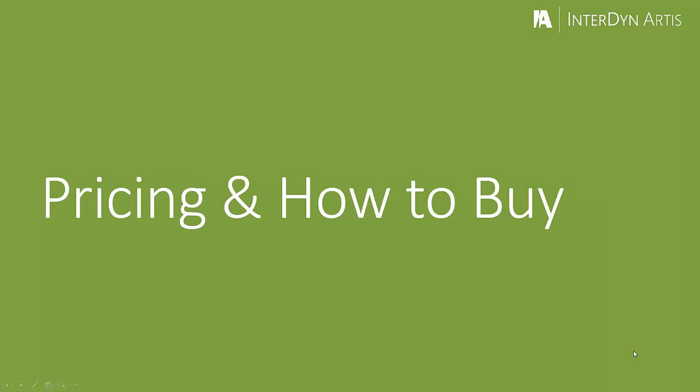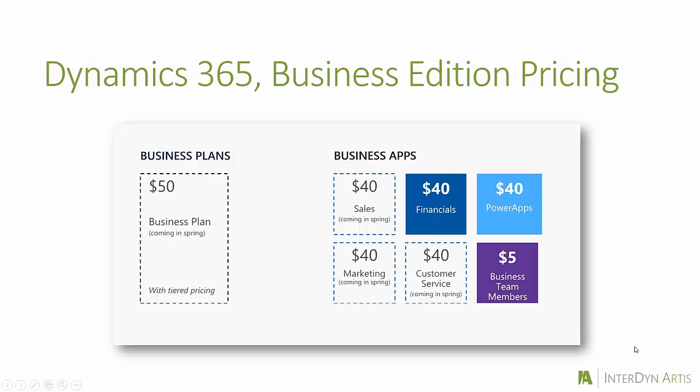So, pricing and how to buy. It's pretty simple, really. It's $40 per user per month, at least that's what it is today. There are going to be some additional modules coming out in the spring that are CRM related. Those will also be $40 each per month. But if you want more than one module, you can get all the modules for $50 per user per month. So as you can see, it's either you get one or you get them all, and your two choices will be 40 or 50.